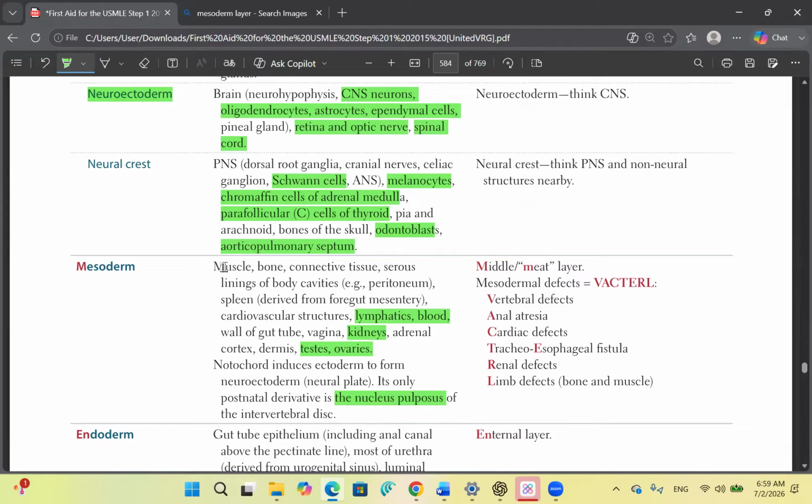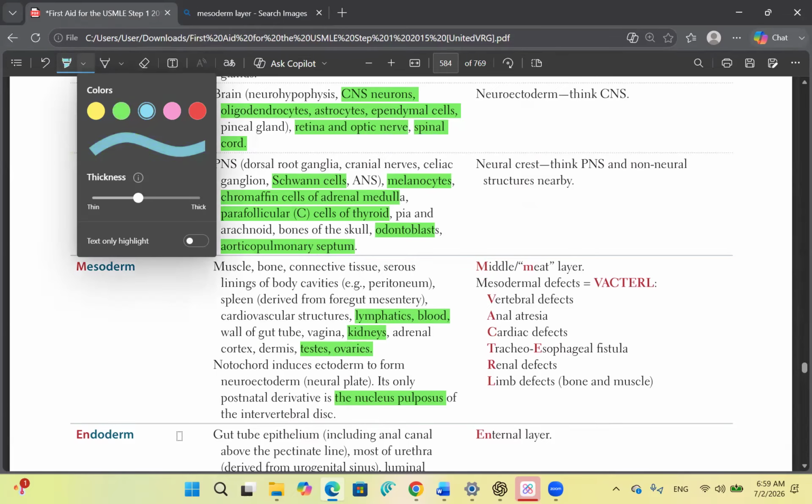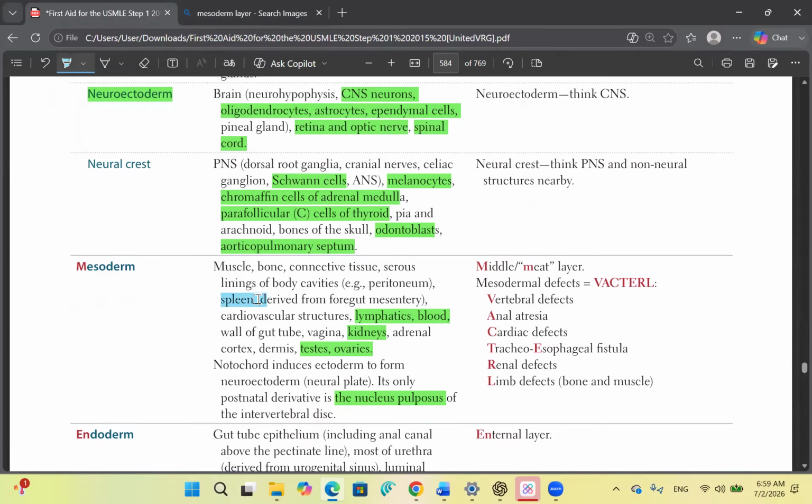Okay, what we have remaining is muscle, bone, connective tissue, serous linings of body cavities, and peritoneum, spleen, derived from foregut mesentery. Cardiovascular structures not mentioned. Which ones? Wall of gut tube, vagina, adrenal cortex. These seem to be important but different from those I've mentioned already.